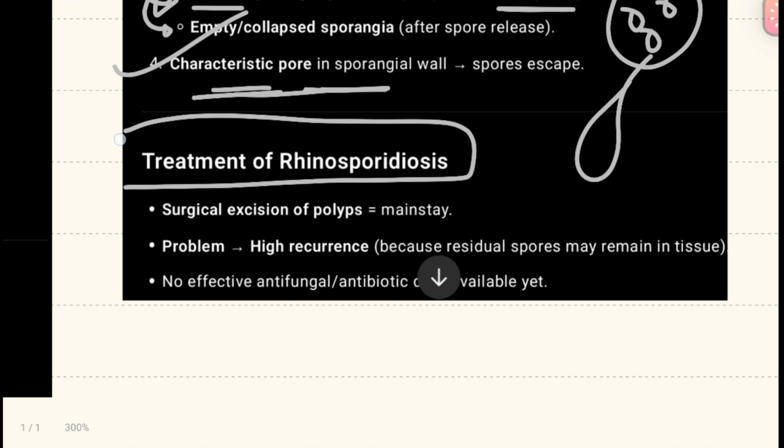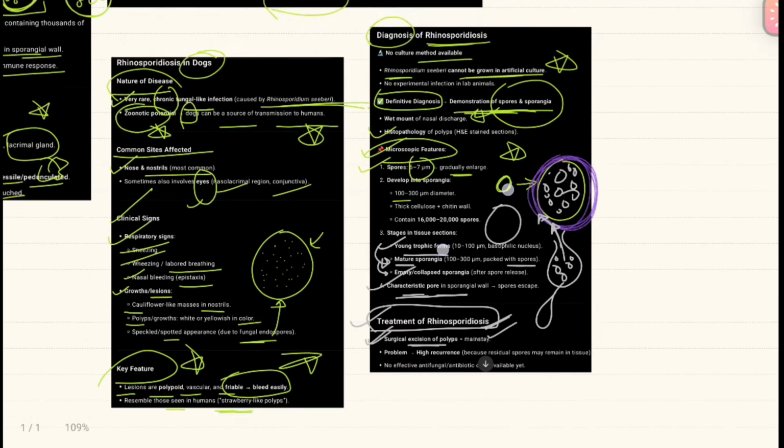Now let us discuss the treatment of rhinosporidiosis. Usually, surgical intervention is suitable, and surgical excision of the polyps is the only possible technique for the treatment. The drawback of this technique is that high recurrence is noticed, and till now there are no effective antifungals or antibiotics available. So this is about the disease rhinosporidiosis. It is a very small disease, so be thorough about this.